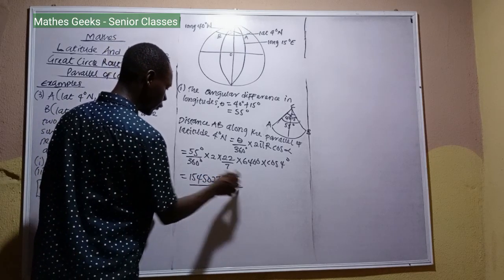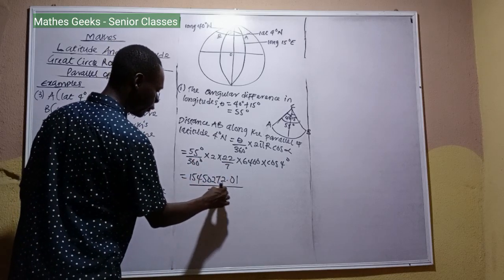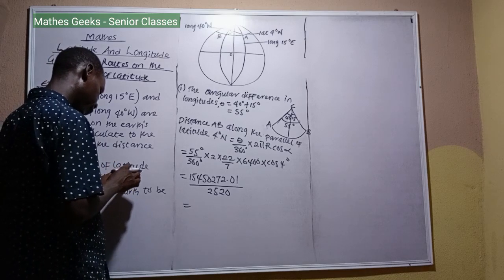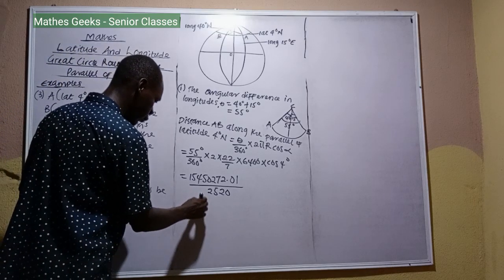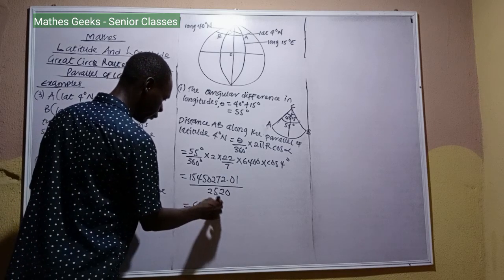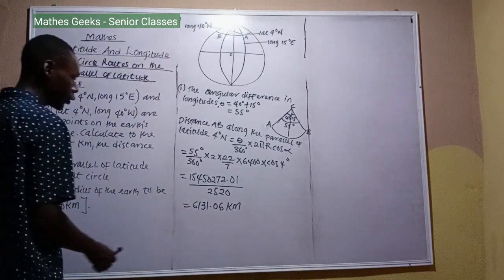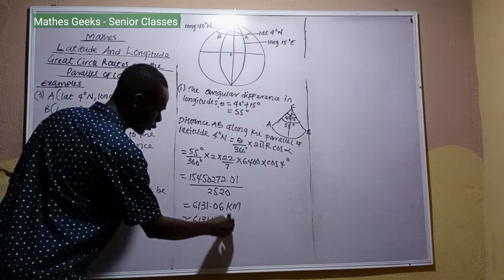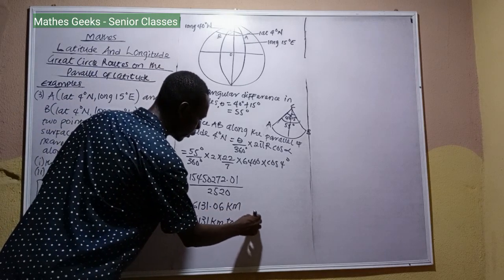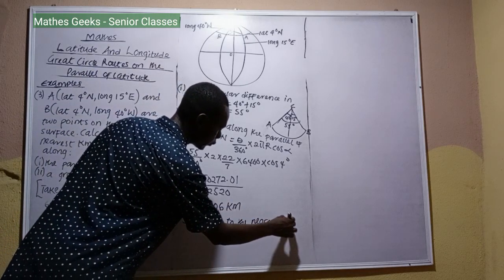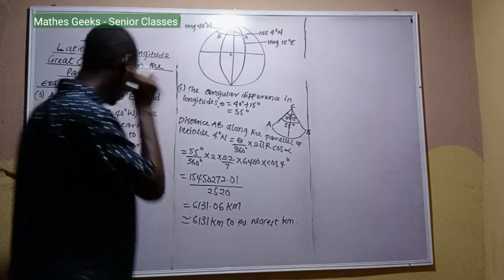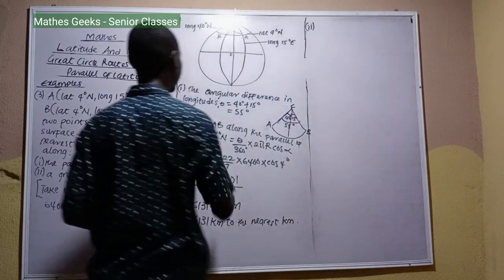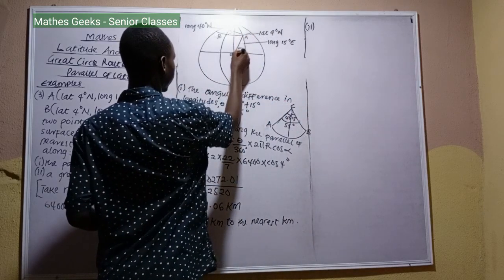15450,272.01. 360 times 7 is 2520. Divided by 2520. That is 6131.06 kilometers. So to the nearest kilometer, approximately it's 6131 kilometers, along a great circle, and then to the equator.